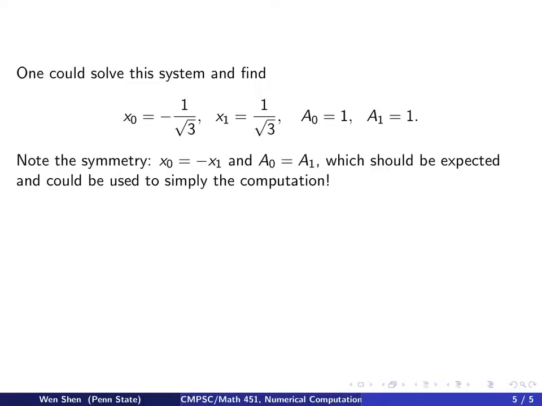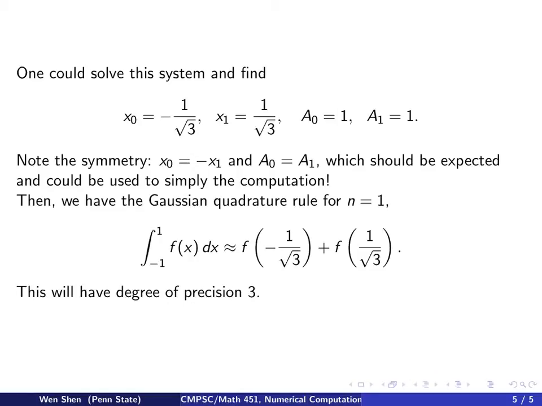Furthermore, we observe some symmetry. That is, x0 equals -x1, so the distribution of nodes is symmetric about the origin. And so is the distribution of weights, it's symmetric. So we should take advantage of the symmetry later on for higher order methods, and the symmetry will allow much simpler computation. Okay, and then there is the first Gauss quadrature we derived, for n equals 1.